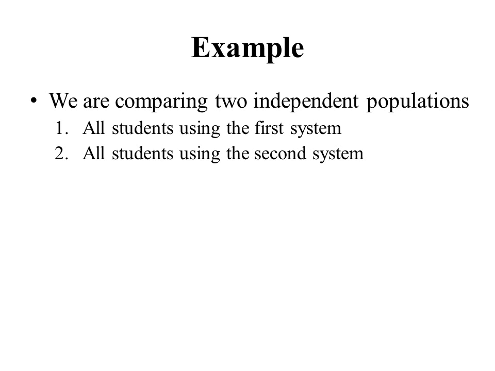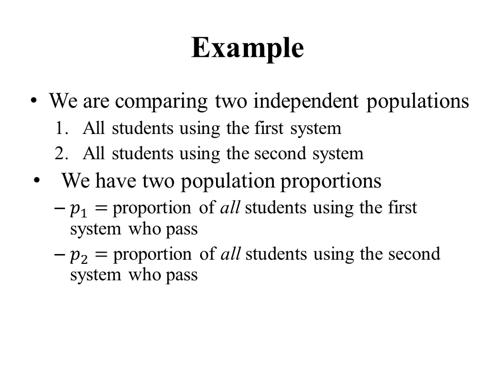First of all, we are comparing two independent populations. We're really interested in all students using the first system and all students using the second system, not just the few students in our two samples who use those systems. We're interested in all students. So we have two populations that we're interested in, and they're independent in the sense that what happens to one population has no effect on what happens to another population.